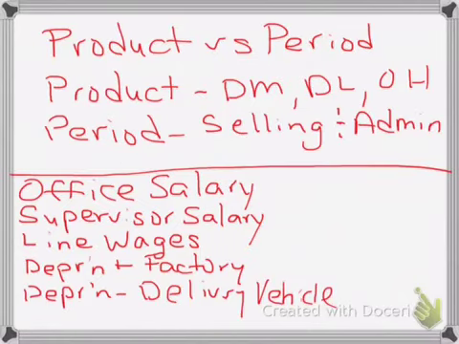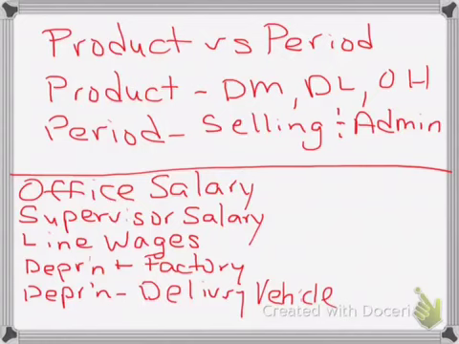cost accounting. So we're going to start out with looking at product versus period cost. Remember, product costs are those costs that are directly associated with the product. They are direct material, direct labor, and overhead. Then we have period cost. These are selling and administrative expenses. So what we're going to do is look through these and see what these different things are.